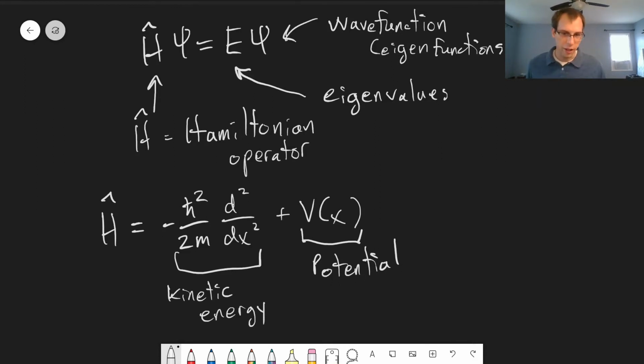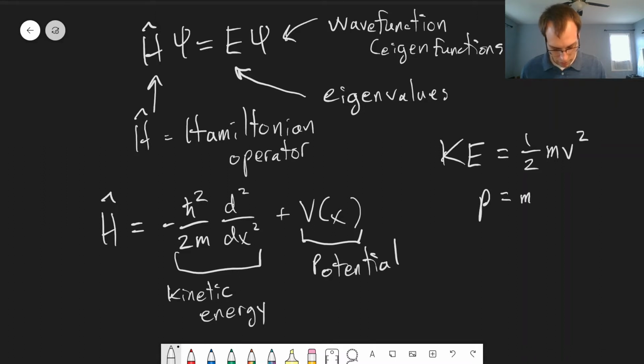Now, this doesn't look like our usual way of representing kinetic energy, right? If we're looking at classical mechanics, kinetic energy is 1/2 mv squared. That's our usual definition of kinetic energy for classical mechanics. But in quantum mechanics, our kinetic energy looks a little different. So we can actually show how these are related by using the quantum momentum operator that we introduced in the last video.